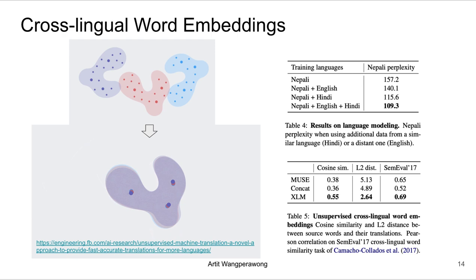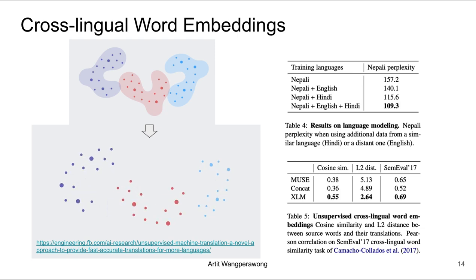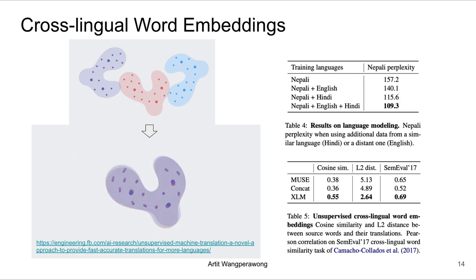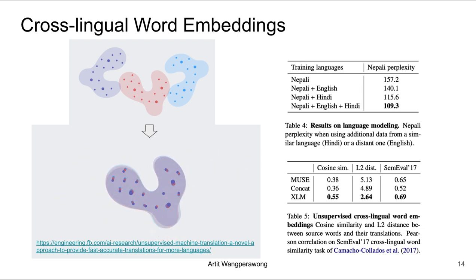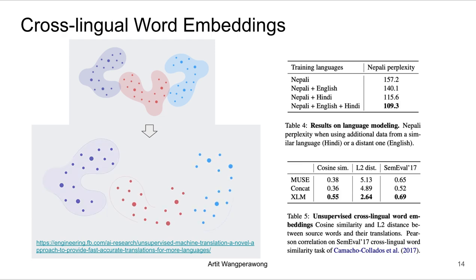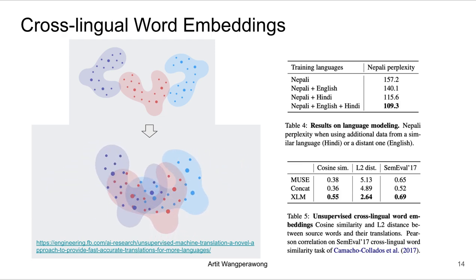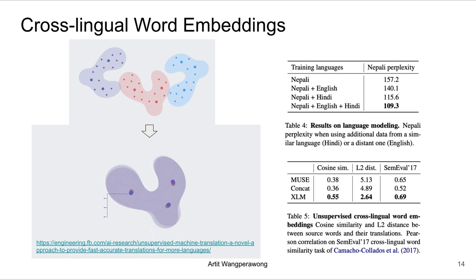As we can see in table 5, the first column is a cosine similarity score. The higher the cosine similarity score, which is essentially a dot product, the closer the word embeddings for the different languages are, and the better they align. The L2 distance is a distance measure, so the smaller it is, the better it aligns, and in this case XLM does the best here. SemEval uses a Pearson correlation coefficient, so the higher the correlation coefficient, the better, which it achieves here too. SemEval 17 is another benchmark that also uses the Pearson correlation coefficient.